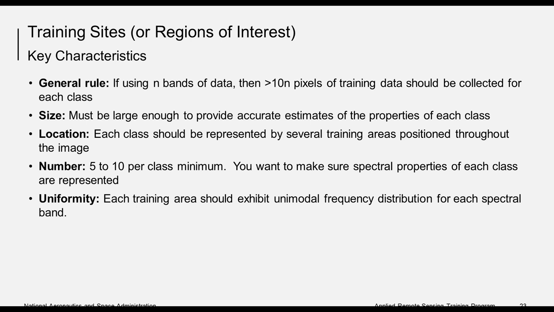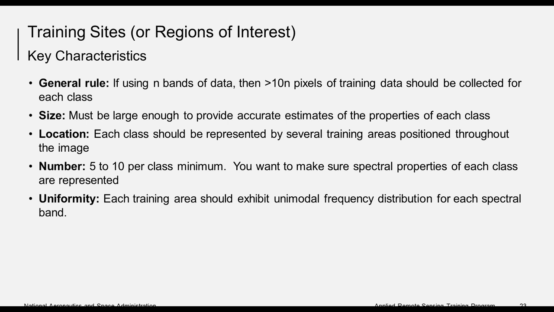The size of the training site must be large enough to provide accurate pixel values, but not too large to include pixels that don't really belong to that class. And I'll show you pictures of what that looks like in a minute. It's important to select training sites in various parts of the image, not just one small area. And this is really important because there's spectral variation throughout an image. So you don't want to be collecting your training sites in just one part of your image. If you have those land cover areas throughout your image, you want to collect training sites in different parts of your image.